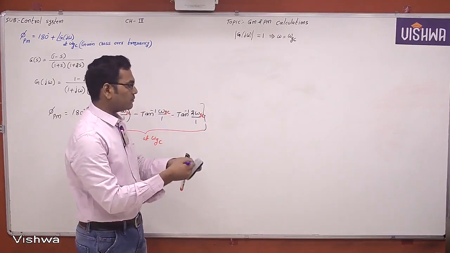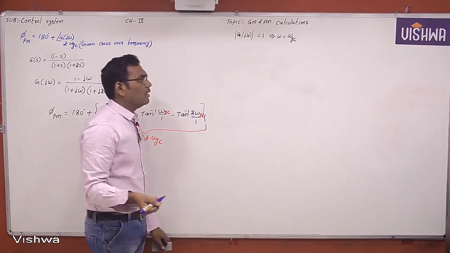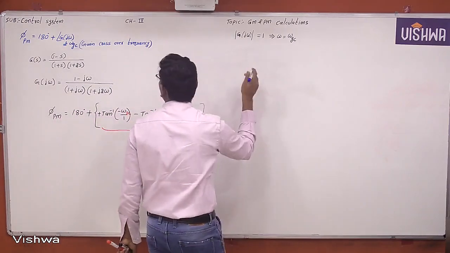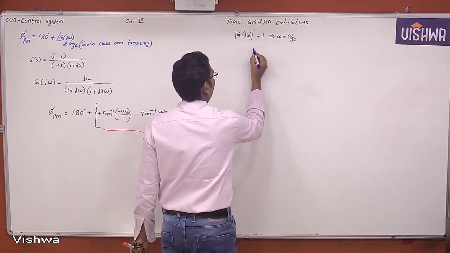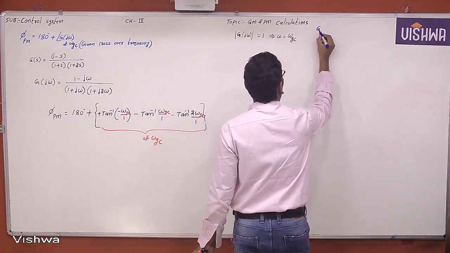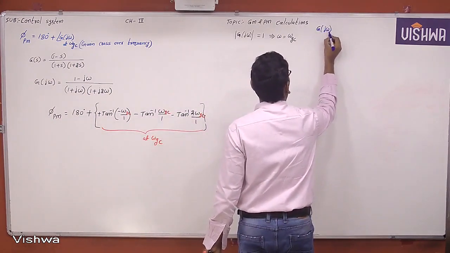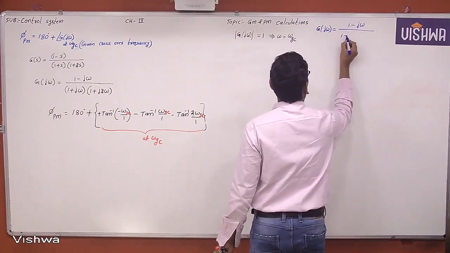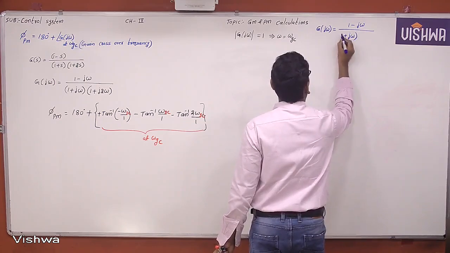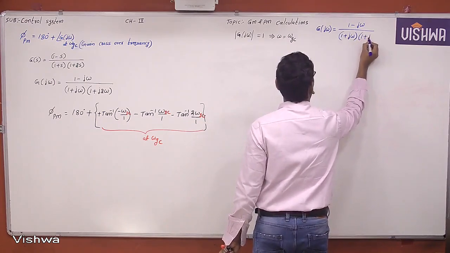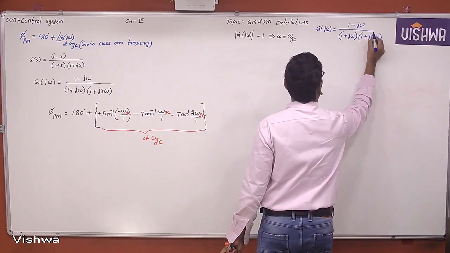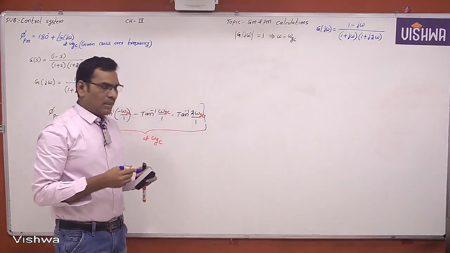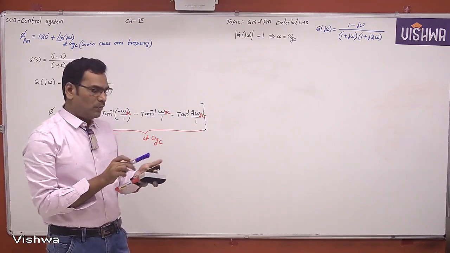So what is the magnitude? The magnitude of open loop transfer function is equal to, now see here, G of j omega. What is G of j omega? It is (1 minus j omega) by (1 plus j omega)(1 plus j2 omega). Now this is G of j omega. Therefore, the magnitude of open loop transfer function.